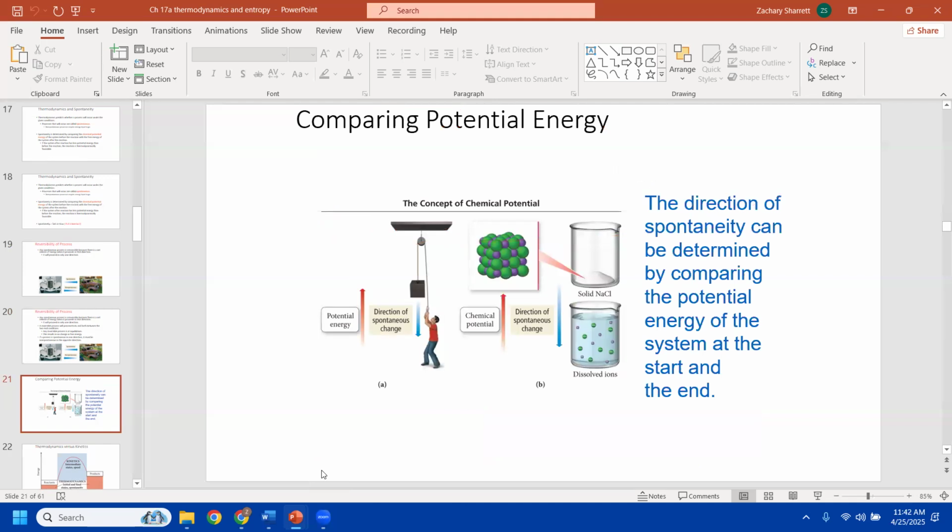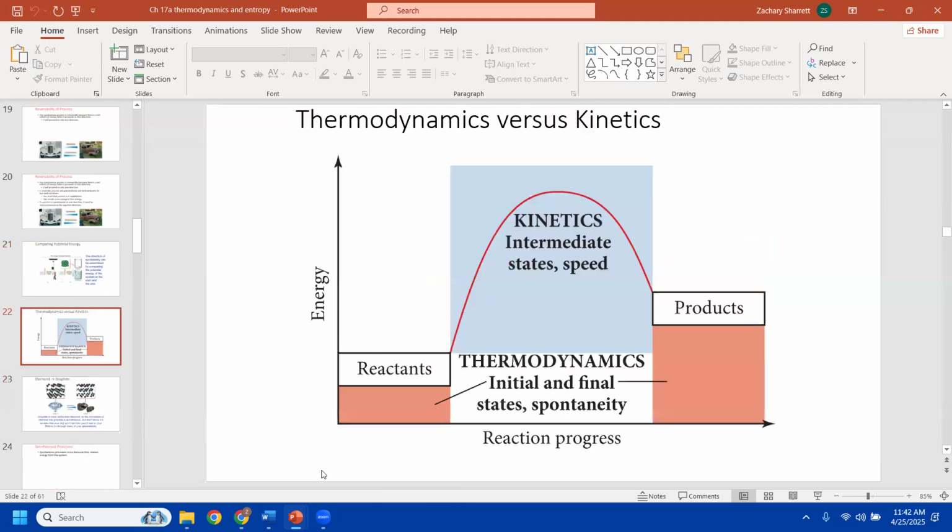The direction of spontaneity can be determined by comparing the potential energy of the system at the start and the end. So when we pull this thing up, we're putting energy in. That's the non-spontaneous direction. Once we let go of it, it's going to drop because of gravity. A lot of spontaneity is going to be determined by gravity.